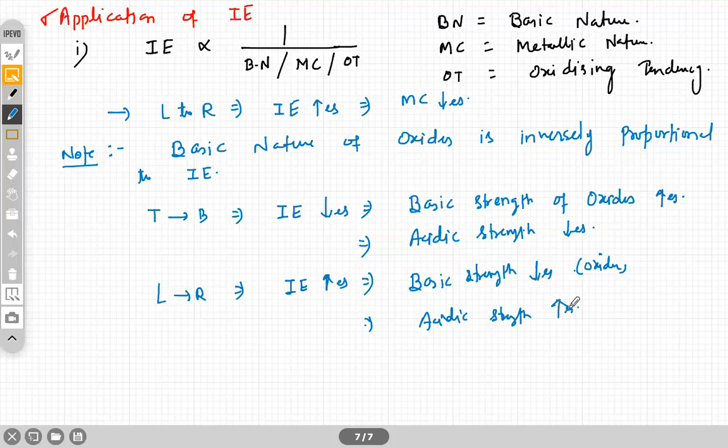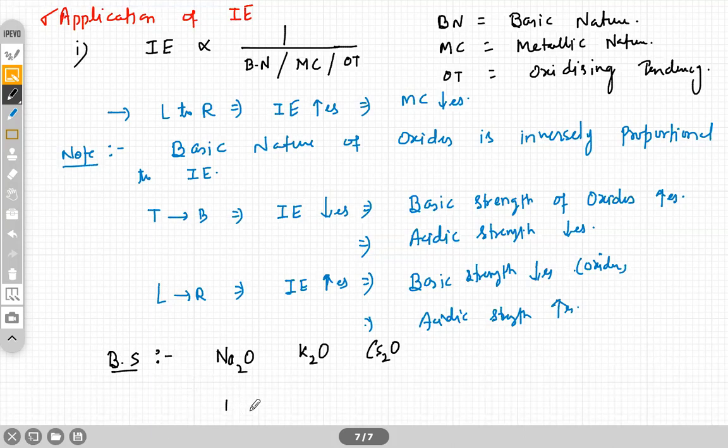Okay. Based on this only, two questions they have asked in JEE. Write down the basic strength of these oxides: Na2O, then we have K2O, and then we have Cs2O. Basic strength order you write down. Basic strength order of this: Li2O, BeO, B2O3, CO2, and N2O5.